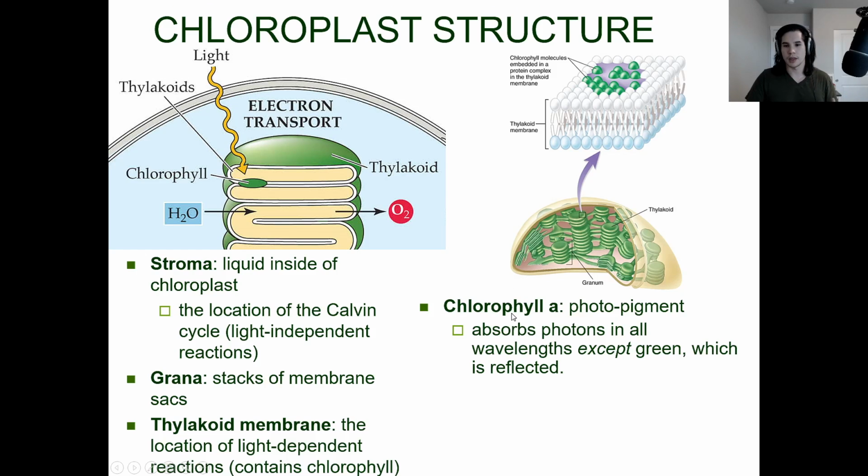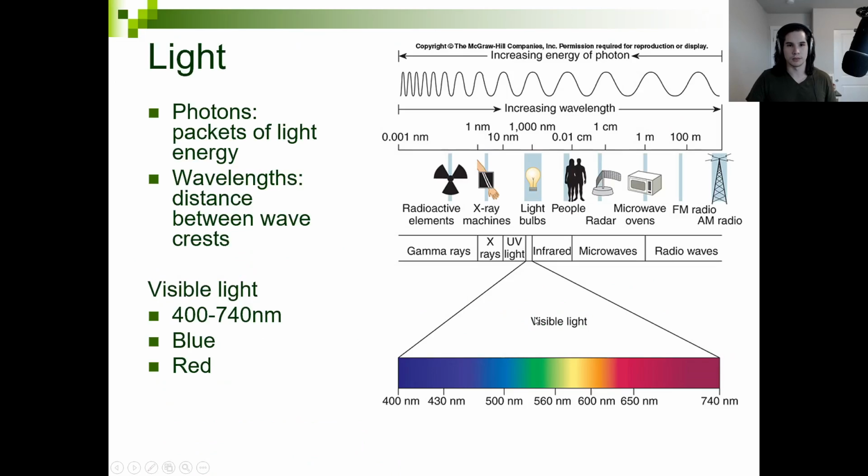Chlorophyll A is one of many types of photopigments, and what this does is it absorbs photons in all wavelengths except green. So that green wavelength of light is actually reflected, and chlorophyll A is a very abundant photopigment found in plants, and that's why the majority of plants that we see that photosynthesize are the color green. All right, so let's talk about light a little bit.